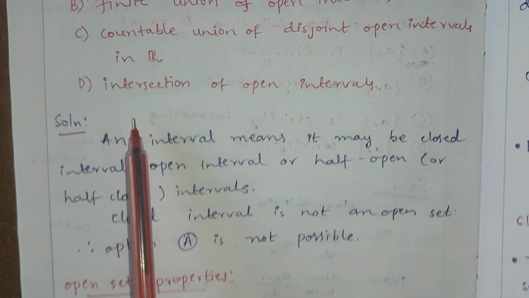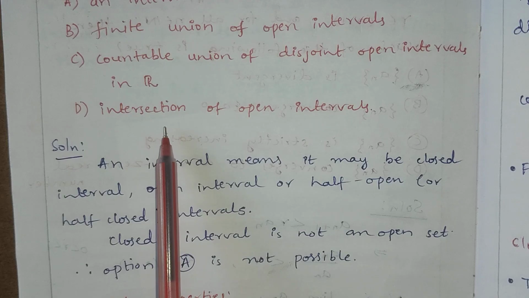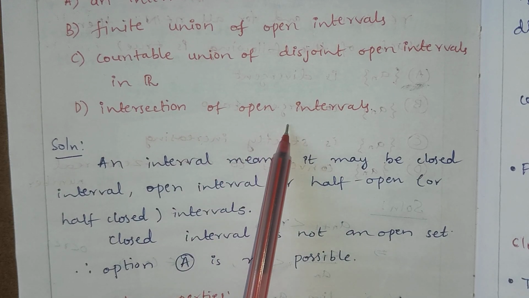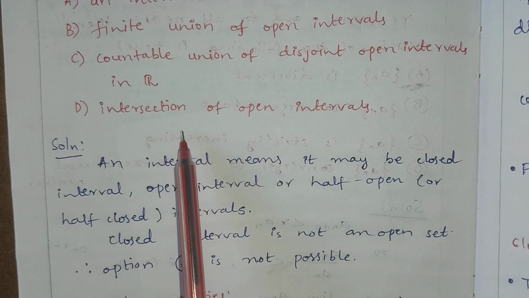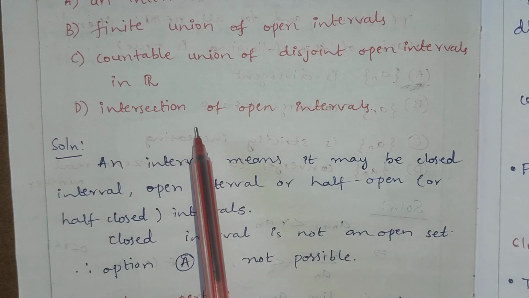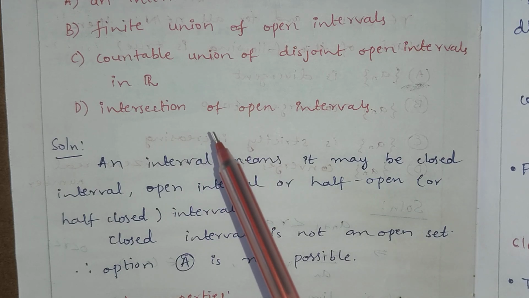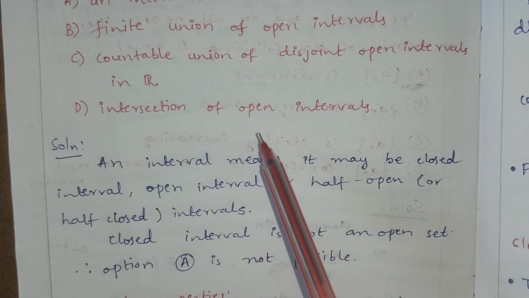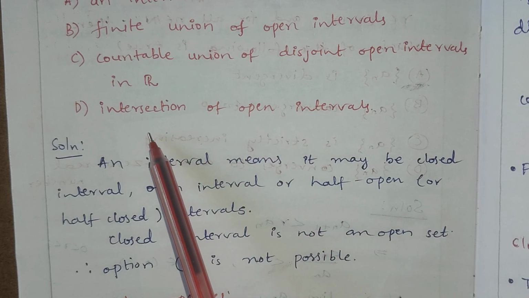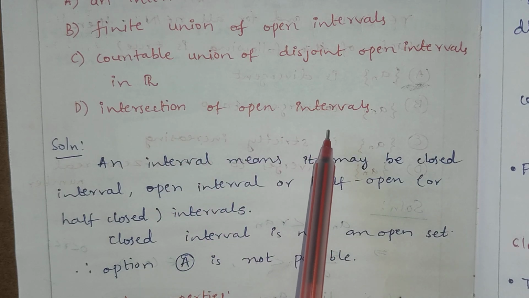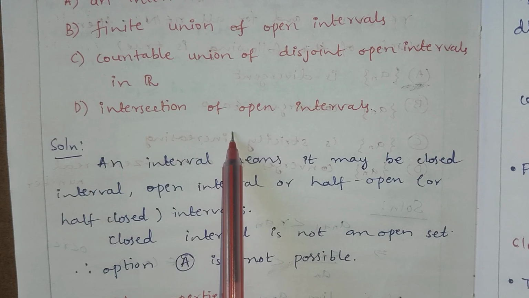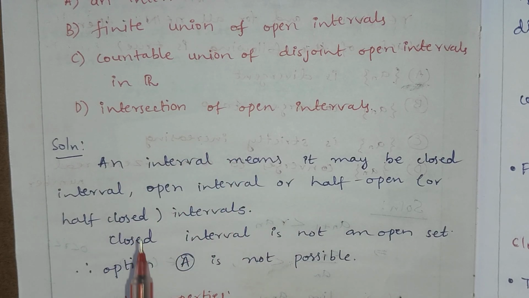In option D, they have given the intersection of open intervals. They have not said whether it is an arbitrary intersection or a finite intersection. In the case of open sets, only the intersection of a finite collection of open sets is open. So in general, the intersection of open intervals is not an open set.